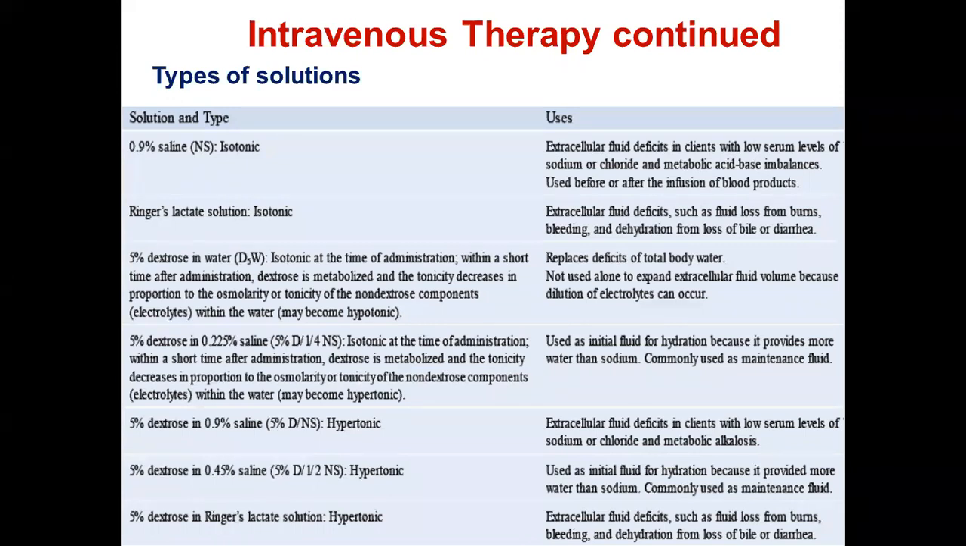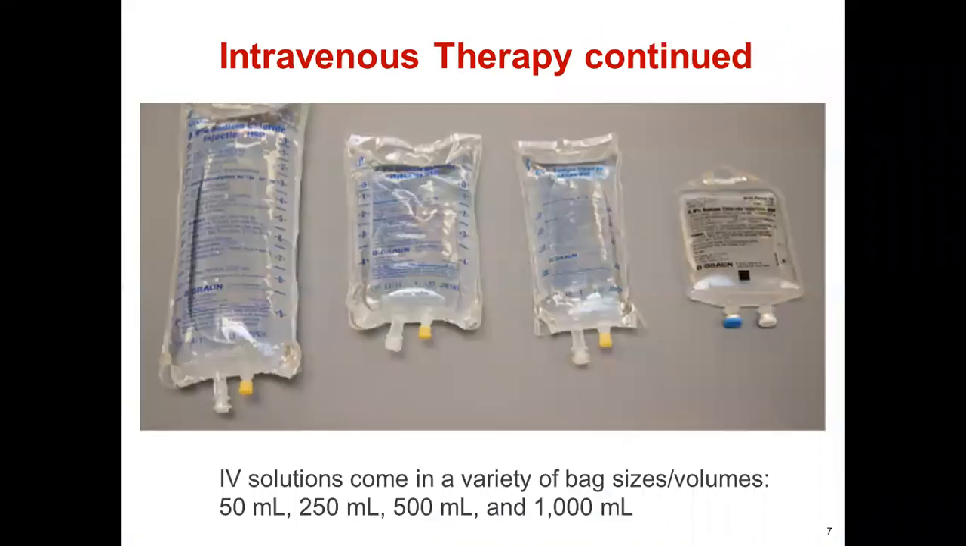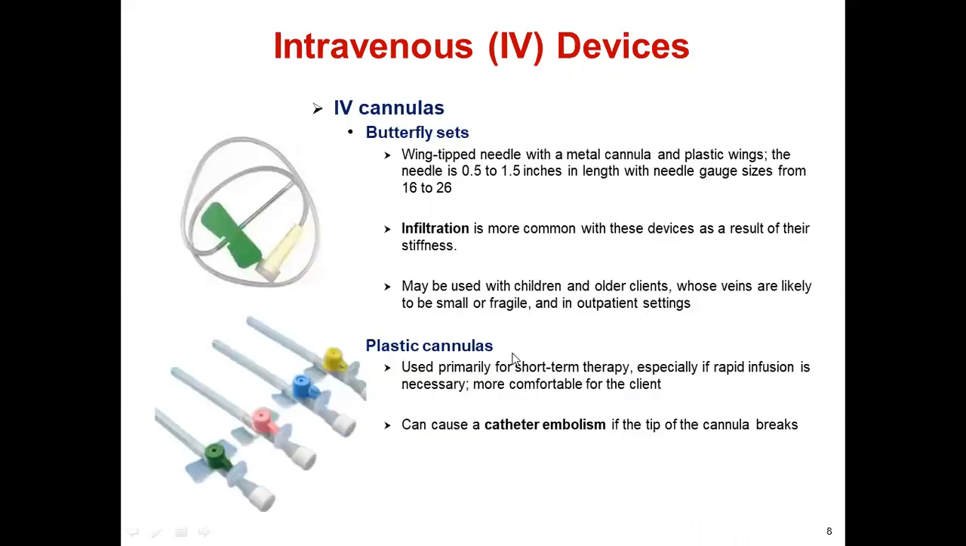So what next? Here the picture shows that different kinds of IV solution come in a variety of bag sizes: 50 ml, 250 ml, 500 ml, and 1000 ml. Here it shows different cannulas. What are the different cannulas we use?